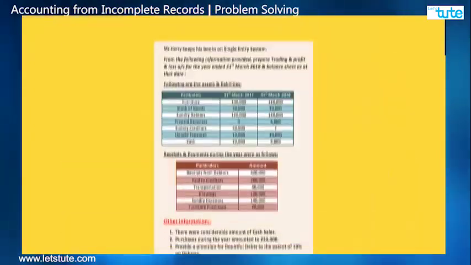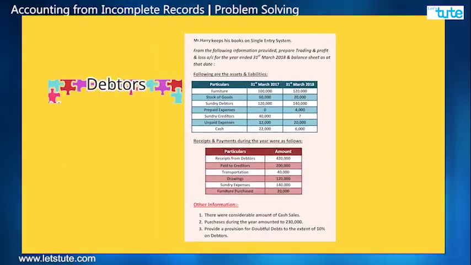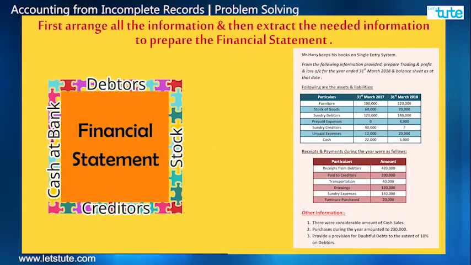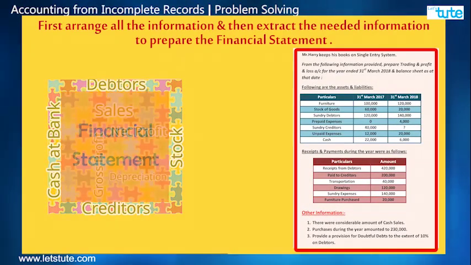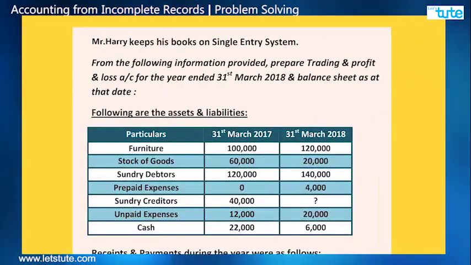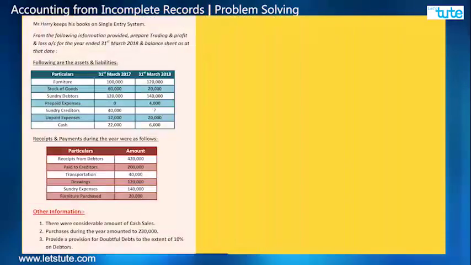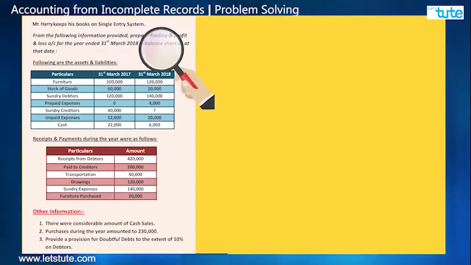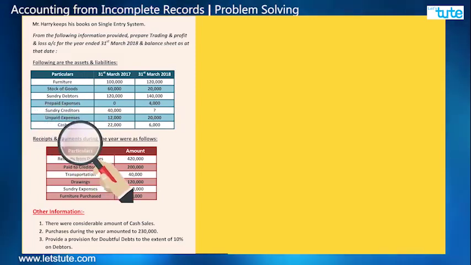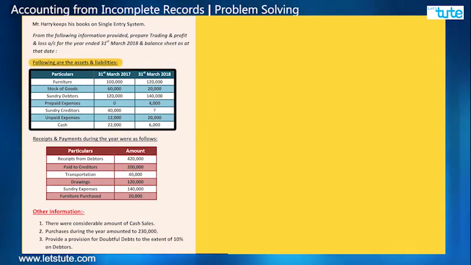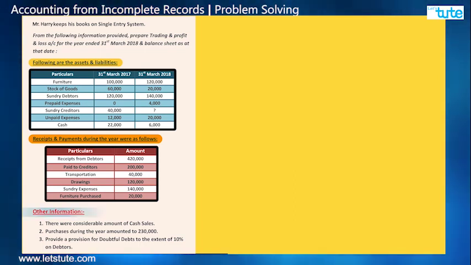So today we are going to solve the same type of problem where we have to prepare financial statements from incomplete records. Mr. Harry has given us some information which he has maintained throughout the year. So let's go through it once and see which accounts we may need to prepare the financial statements. So following are the assets and liabilities. Receipts and payments during the year were as follows. He has provided us with some more information which we can see here.